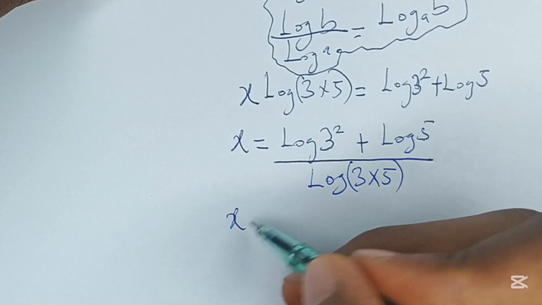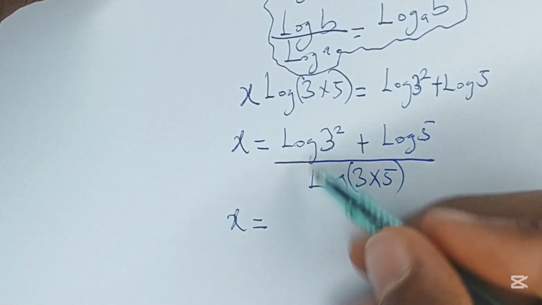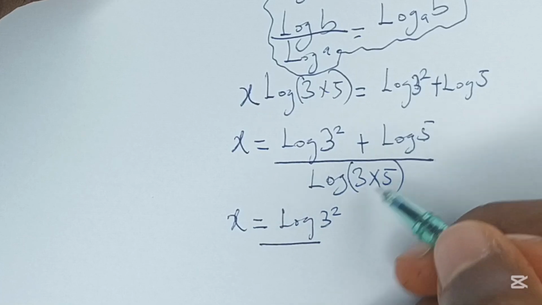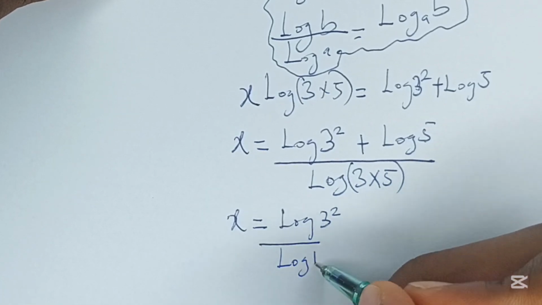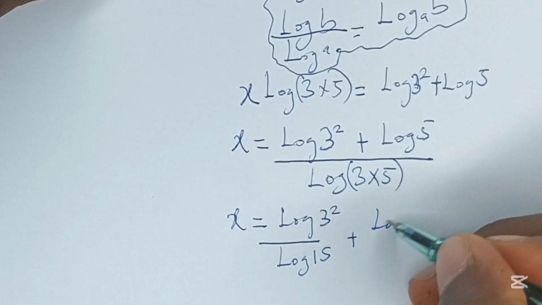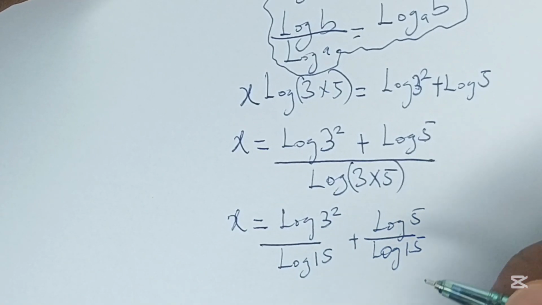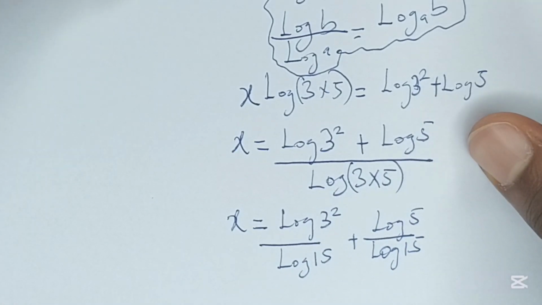Now x here can be equal to logarithm of 3 squared over logarithm of 3 times 5, which is the same as logarithm of 15, right? Plus logarithm of 5 over logarithm of 15. Okay, now let's move on from here.